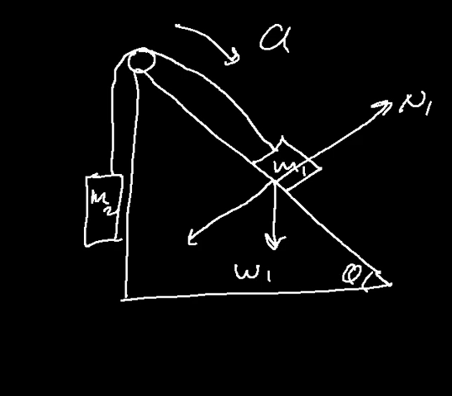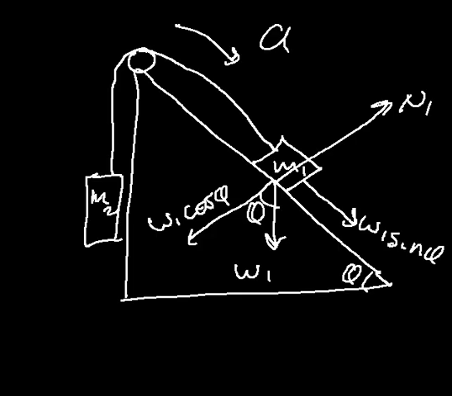Let's say this is an angle, the same as here, so that is weight 1 cos theta, and then we have the weight 1 sin theta, of course. Now this force is the one that is pulling on this object. It means this object is the one which is pulling on this. That is the tension force 1, and we have the tension force 2.